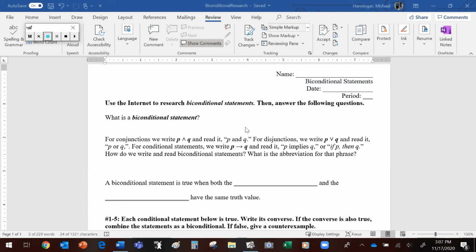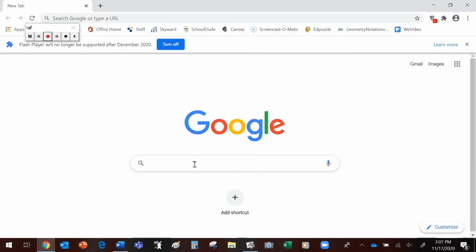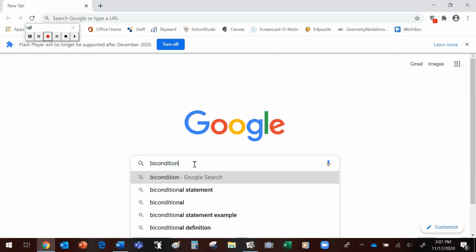Well, today what we're going to get into is another form called a biconditional statement. Originally I wanted you to just research this on your own, but then I decided I'm going to walk you through some of the finer points. So let's still use the internet to help us find stuff. If we don't know what something is, use our old friend Google to look it up. So biconditional, spelling it correctly helps. There we go. Biconditional statement.